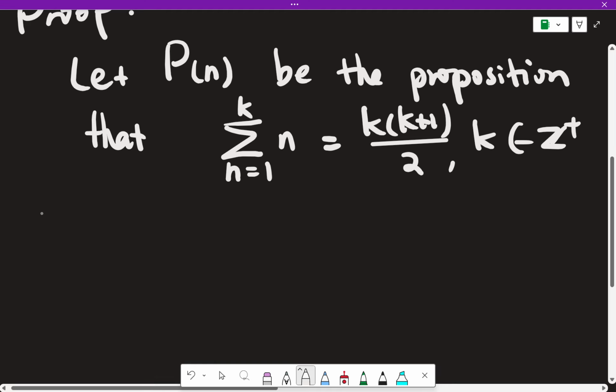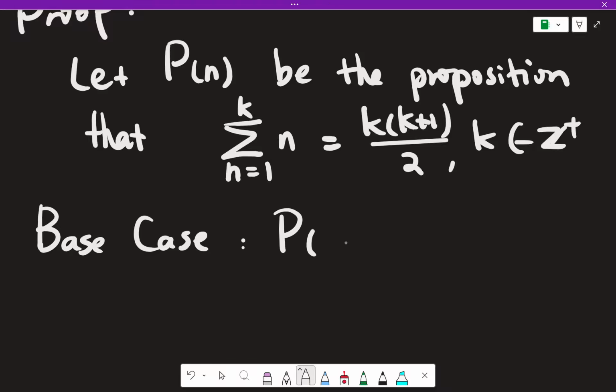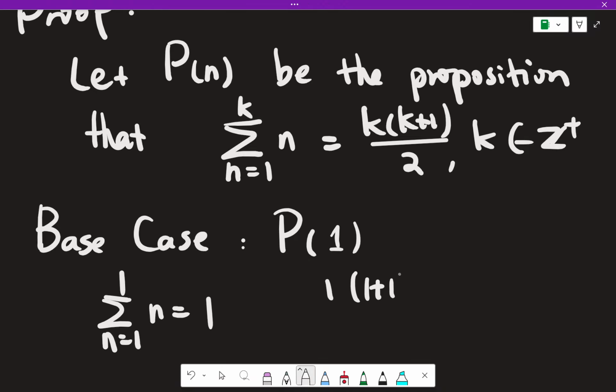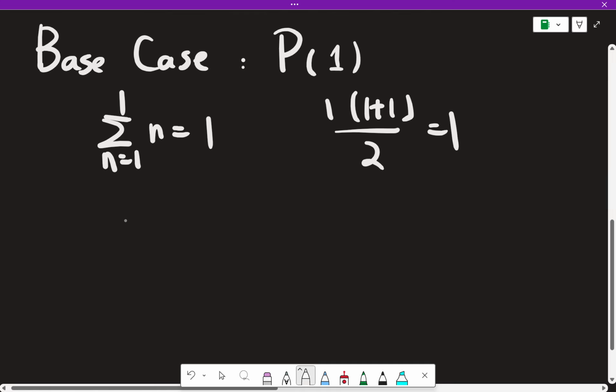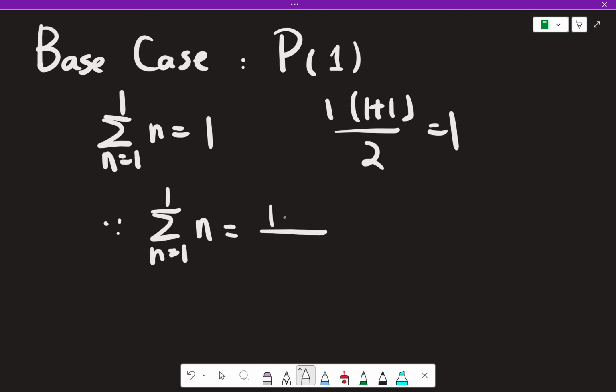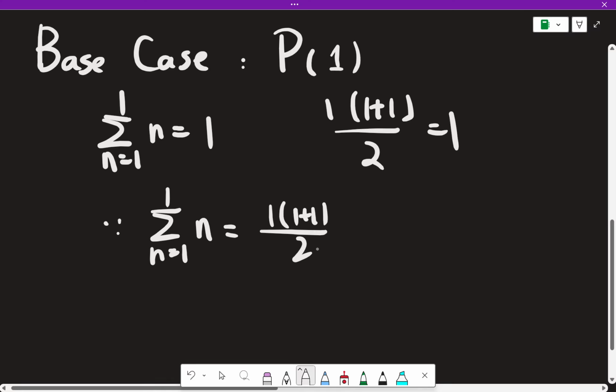Now we need to first establish a base case. In this case, we will do P1. The sum from n equals 1 to 1 of n is equal to 1, and 1 times 1 plus 1 over 2 is equal to 1. So the two sides are equal. Because the summation is equal to 1 times 1 plus 1 over 2, P1 is true.